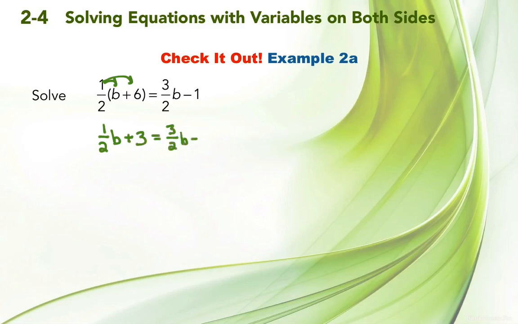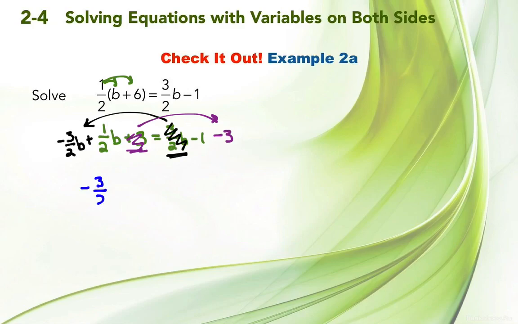3/2 b minus 1. So I'm going to switch my sides here. This b is going to go over here, and this 3 is going to go over here. That'll be a negative 3, and this will be a negative 3/2 b over here. And that first term will stay positive, and that goes away. So to rewrite this nice and neat here, I have negative 3 over 2b plus 1 over 2b, all equaling negative 1 minus 3. So negative 1 minus 3 I can do real quick here. Actually, I'm going to move this down just a bit.